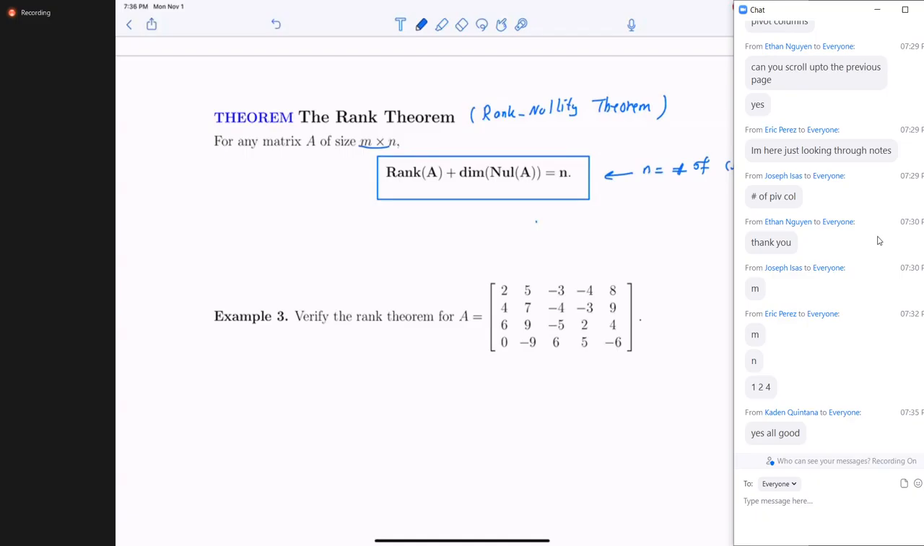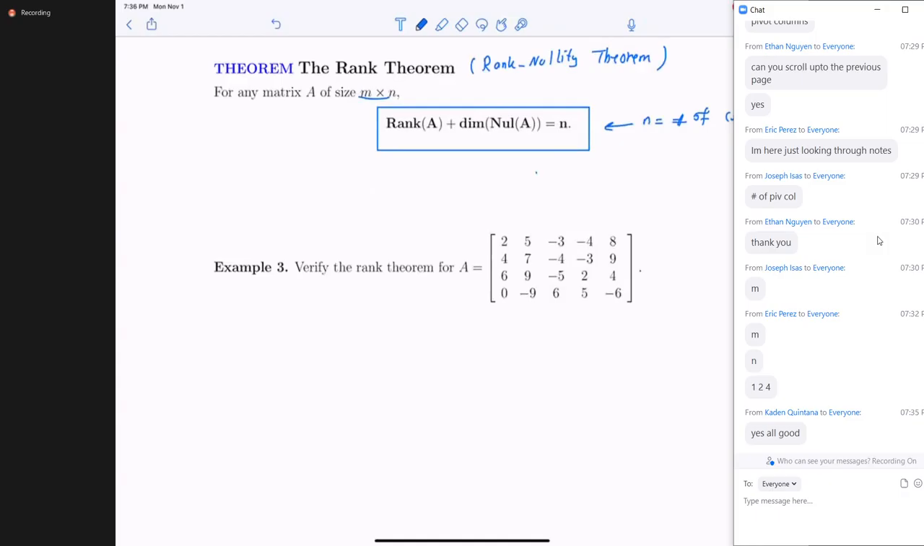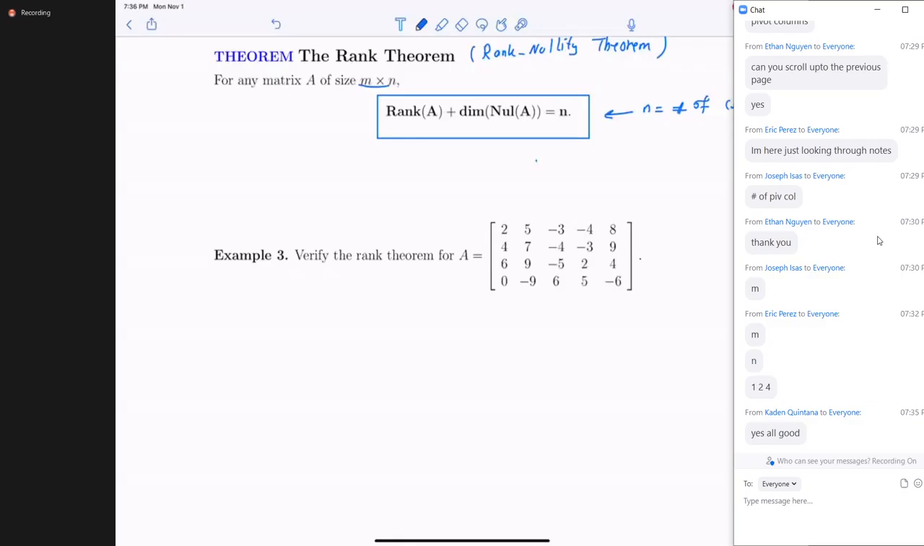Let us go back now to the previous example for A, and we are going to verify the rank theorem for the matrix A. How can we verify that? We need to find the rank of A, and we have to find the null space of A, and then see whether the sum of the numbers equals the number of columns. Note that, guys, the matrix A is of size 4 times 5, which means that m equals 4 and n equals 5.